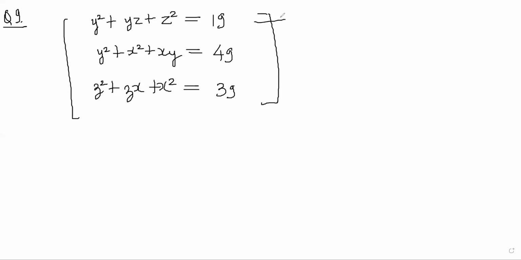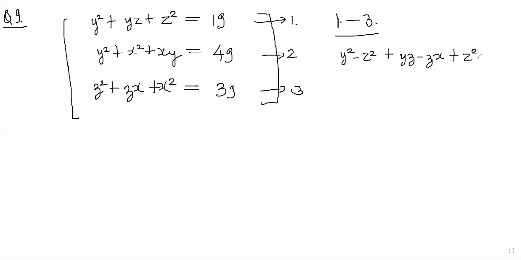Let's subtract this. Let's call it 1, 3, 2. So what I will do is 1 minus 3. If I do 1 minus 3, I get y square minus z square plus yz minus zx plus z square minus x square is equal to minus 20. That is what I get first.